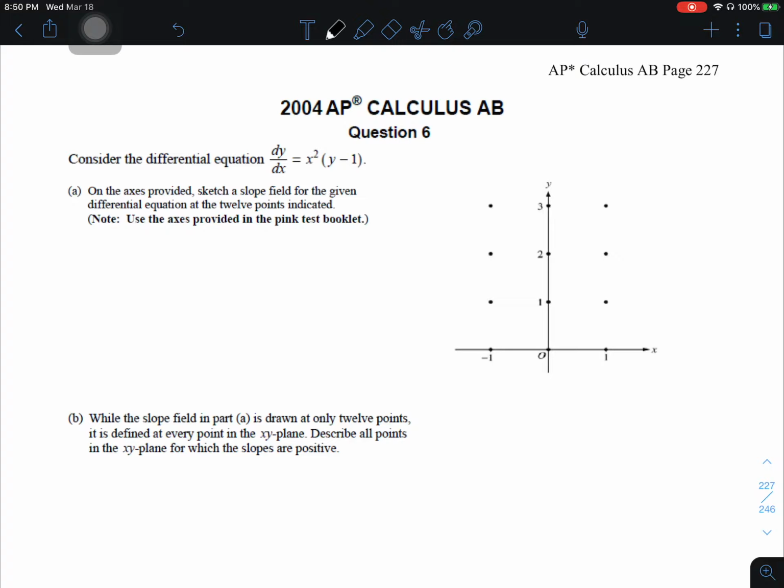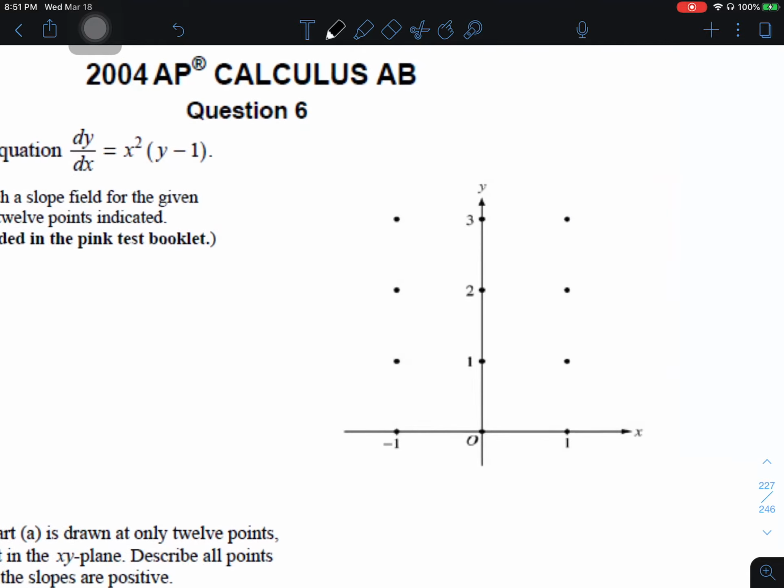This is AP Calculus AB, looking at the free response question that was released from the 2004 AP Final, question number 6. Consider the differential equation dy over dx equals x squared times the difference of y and 1. On the axes provided, sketch a slope field for the given differential equation at the 12 points indicated.